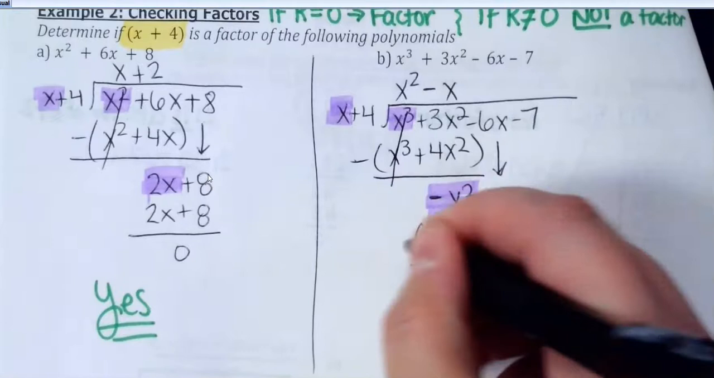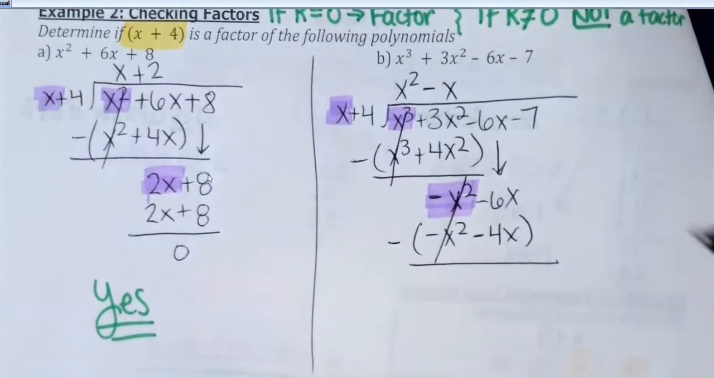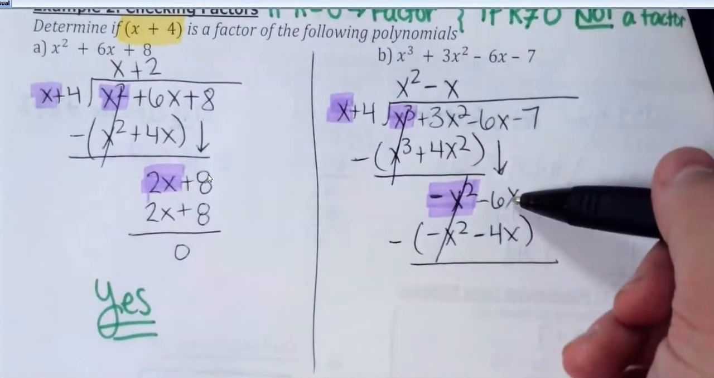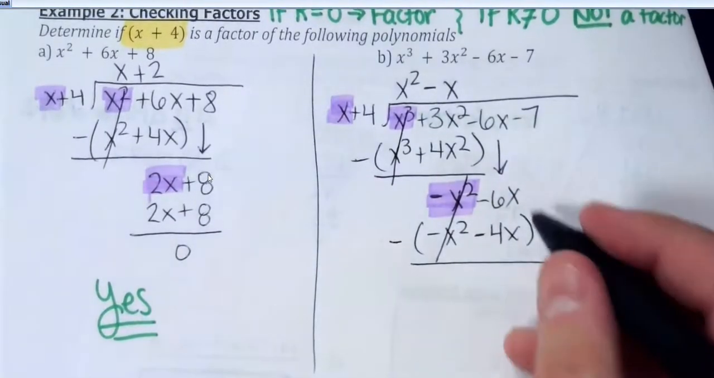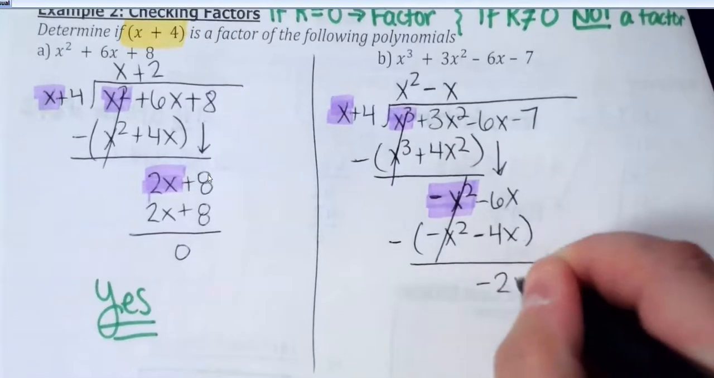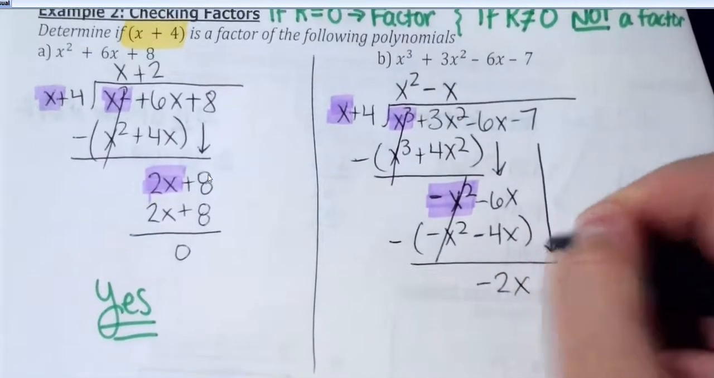All right, so I'm going to subtract here. Negative 6x minus a negative 4 would be really negative 6 plus 4, so this is going to be negative 2x. Bring down your next term.